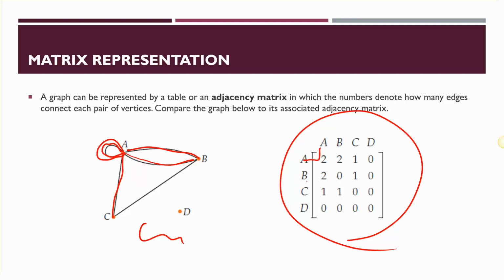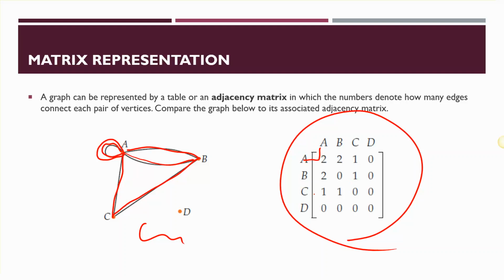From there, we just go down. So B is connected to A twice. Well, that's already done for us. B is not connected to B, so there is no loop present. B is connected to C once. And B is not connected to D.